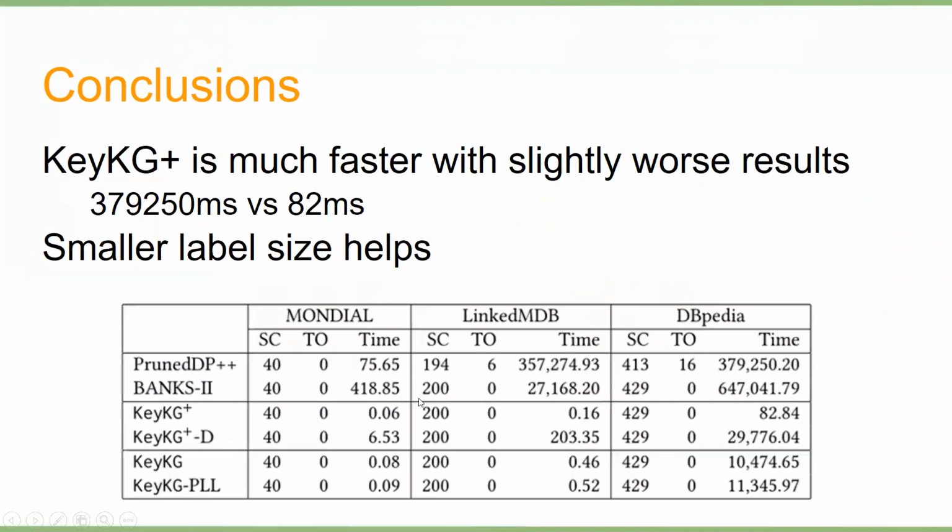So the conclusion is that KKG plus is much faster with slightly worse results compared to the baselines. You can see the running time. Even our disk-based version is much faster. And we compare KKG with our SHL and KKG with PLL, which tells us smaller label size helps.